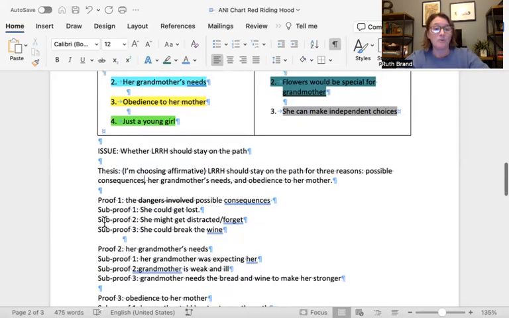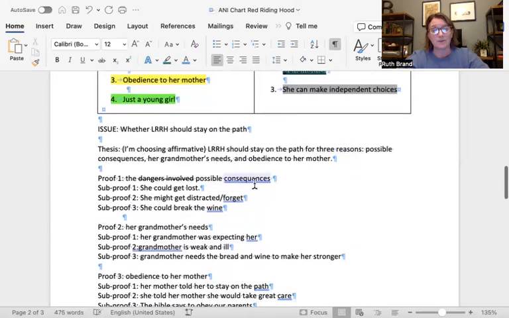So I have proof 1, the possible consequences. And then I wrote down the 3 subproofs I liked the best that went with possible consequences. Subproof 1, she could get lost. Subproof 2, she might get distracted or forget. And I can add more words later, but this is just to help me know what my proof is. Subproof 3, she could break the wine. This right here, we're about to slinkify it.